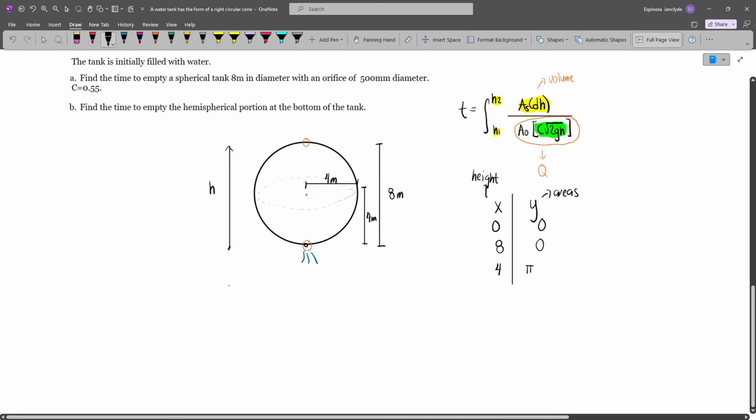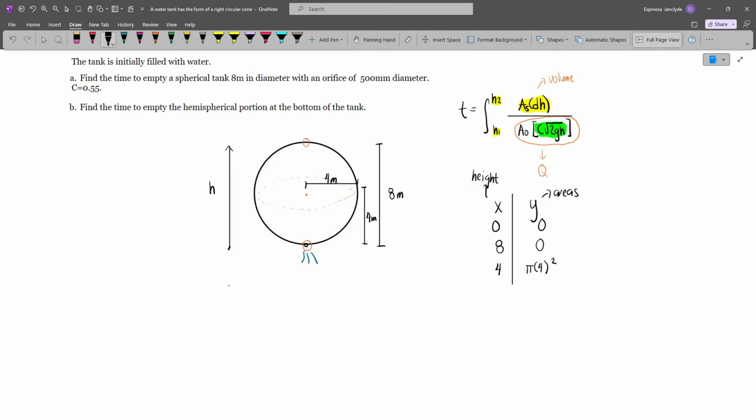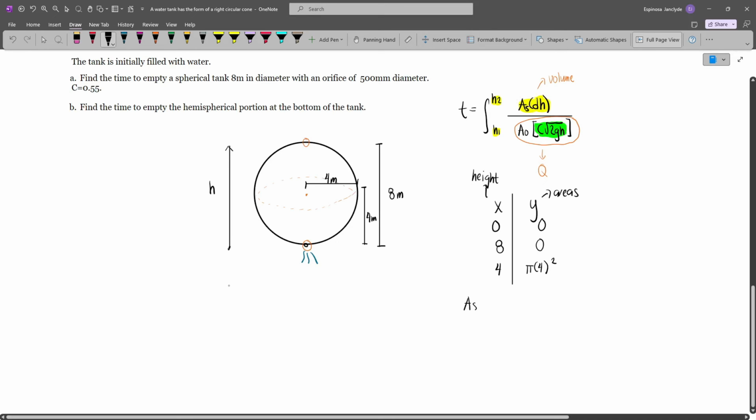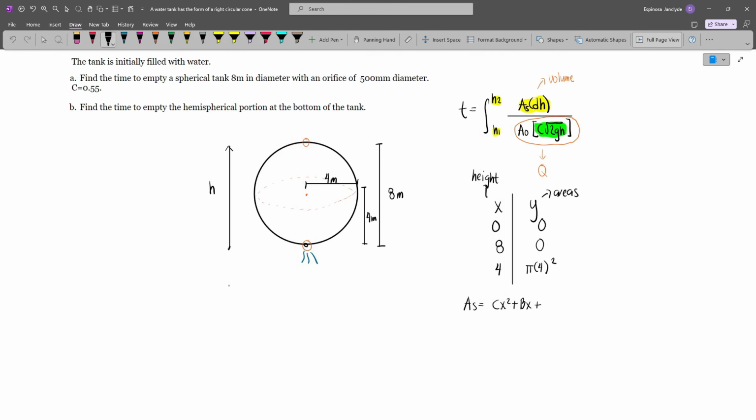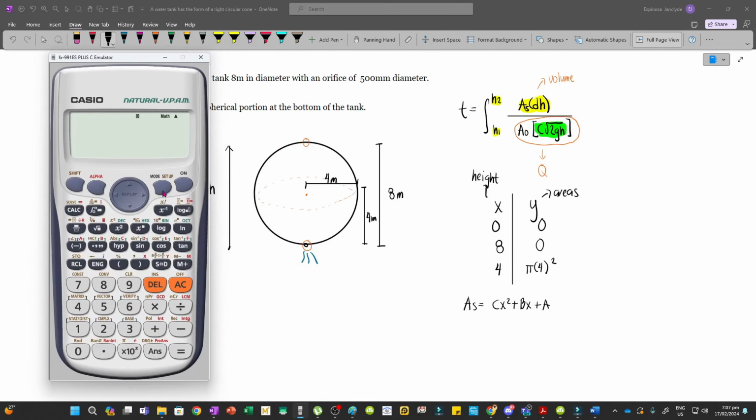So this is pi times 4 and then squared. And so now, we can already develop our equation for AS. Diba, AS is just equal to cx squared plus bx and then plus a. And so dito tayo sa calculators natin, press mode and then go to stat and then let's pick number 3.